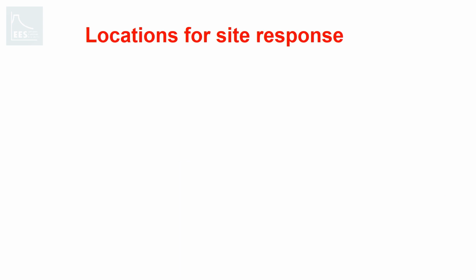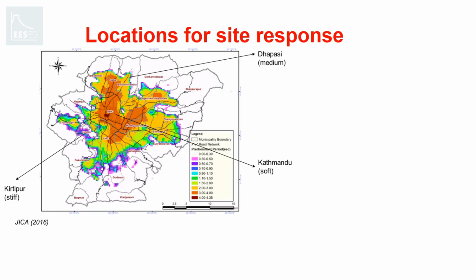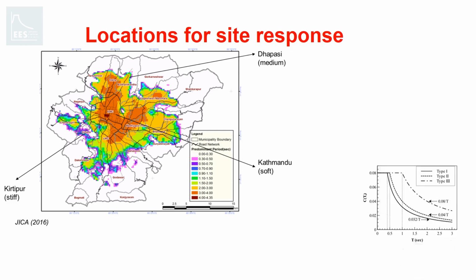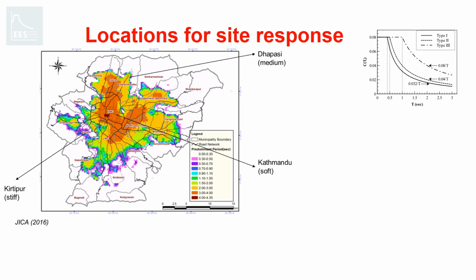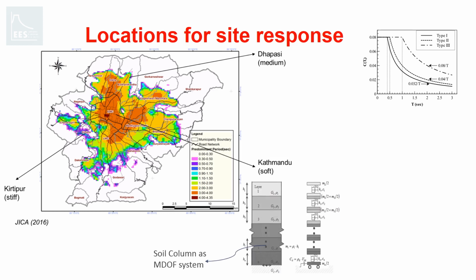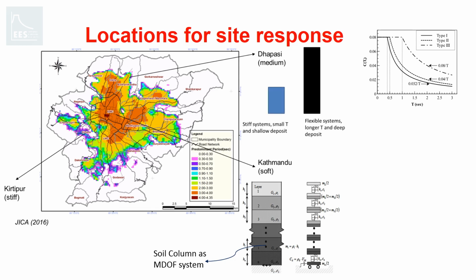So for this purpose, initial locations for site response analysis were identified based on the study in seismic risk of Kathmandu Valley carried out by JICA. The spectral shape factor available in building codes is a function of time period of the structure and type of soil. Mathematically, different layers of soil are represented by soil column as a multi-degree freedom system in one dimension. So stiffer systems have lower period and soil deposit is shallow, while flexible systems have longer period with deep deposit of soil. This concept was applied to classify the soil initially based on the time period of the soil column.